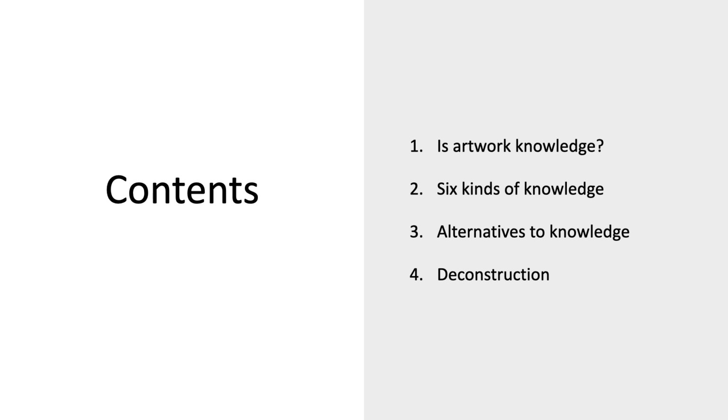Most of this lecture I'm going to spend on this part 2, listing 6 different kinds of knowledge. And then if knowledge doesn't seem like the right word and you want to find another way of talking about the kind of thing that your artwork produces by way of meaning, I have a section on alternatives to knowledge. And then the last part of the lecture is on deconstruction. It was a philosophic movement or strategy because it has some interesting things to contribute to this question.